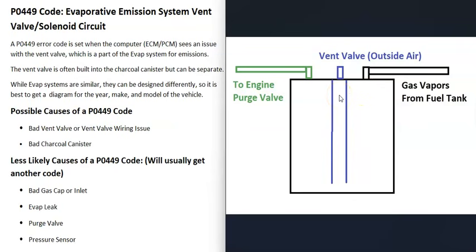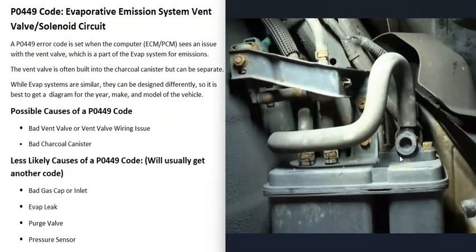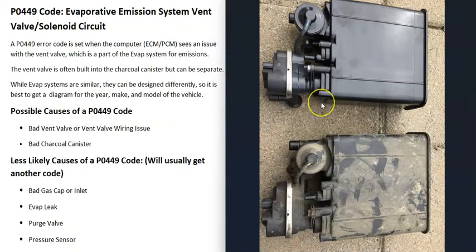A very common problem when the vent valve is bad and it's stuck shut is that when you go to fill up your gas tank, the nozzle will keep clicking off. And the reason for this is because all those gas vapors can't escape, and they're trying to go back up through the inlet. But the first thing to go and check when you get this code is going to be that vent valve and the wiring going to it. And there are going to be differences on how it's built and where it's located. Quite often they're built into the charcoal canisters.